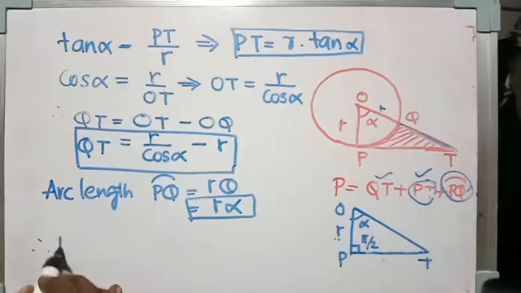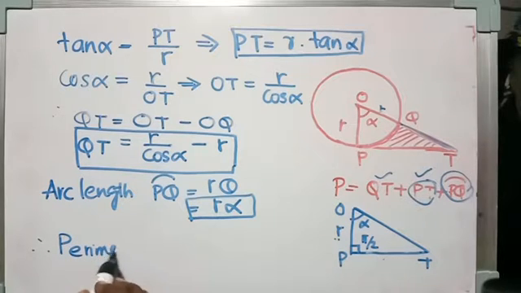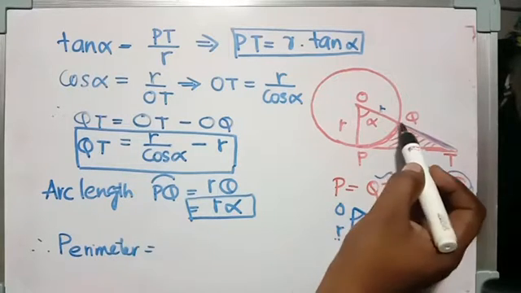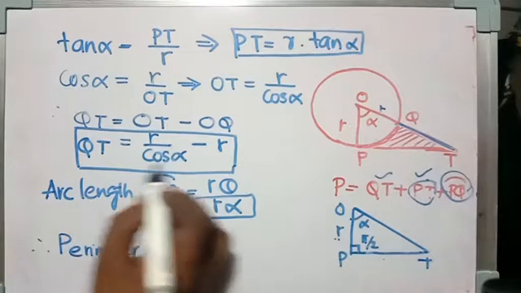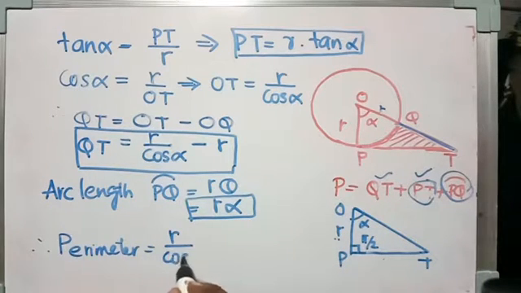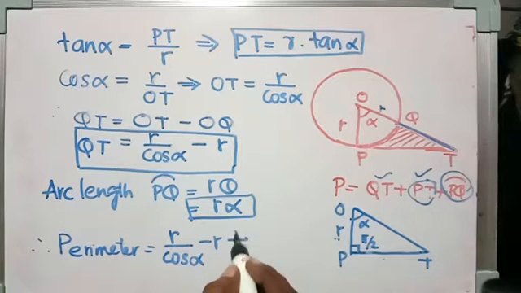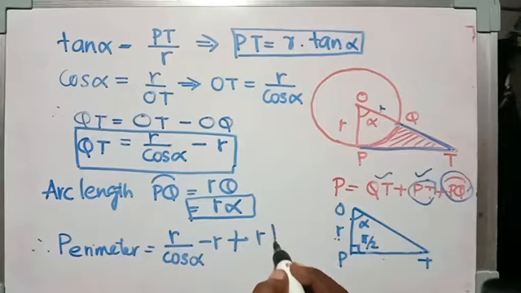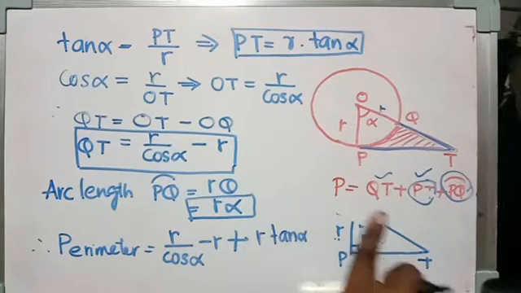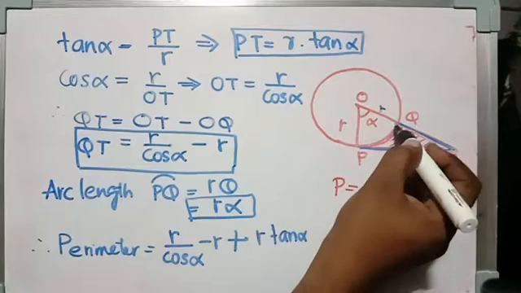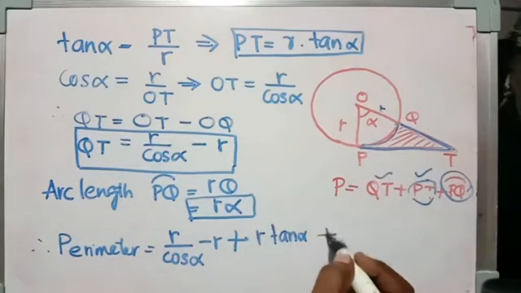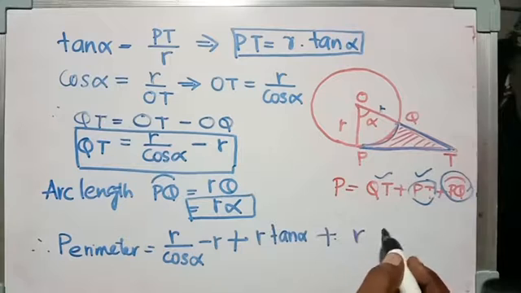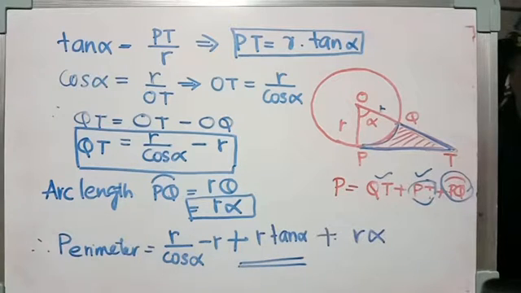Therefore, the perimeter of the shaded region is QT, which is R by cos alpha minus R, plus PT, which is R tan alpha, plus PQ, and PQ is R alpha. This will be the perimeter of the shaded region.